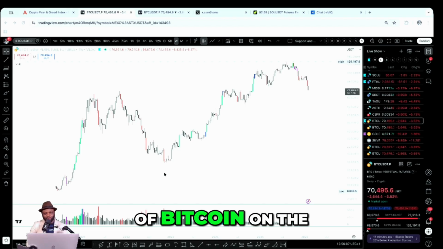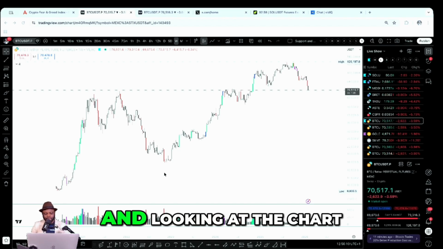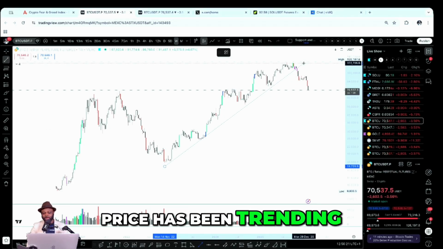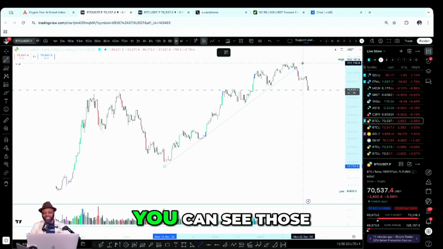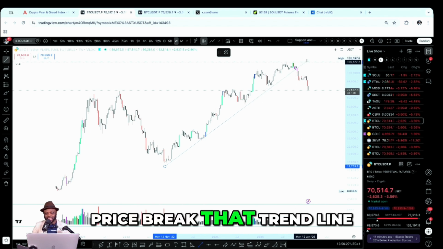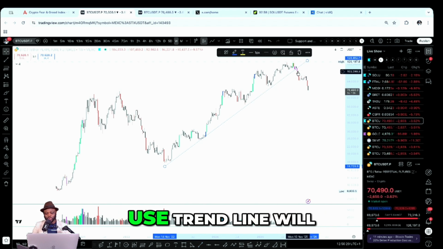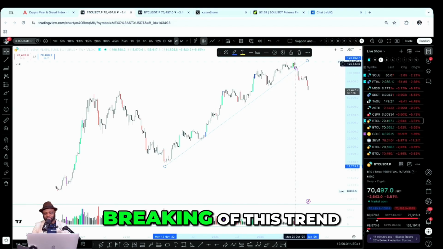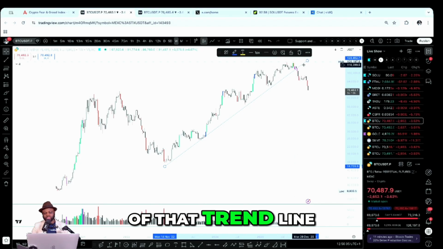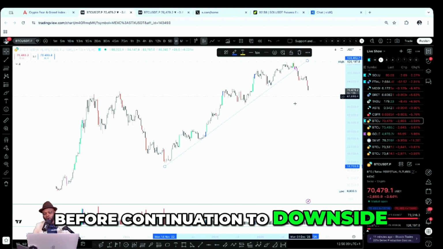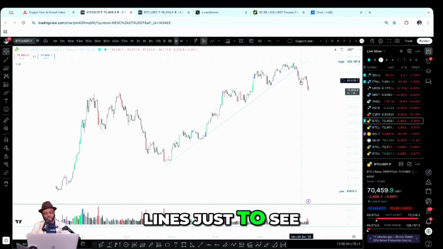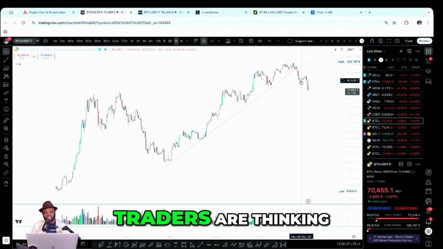This is a chart of Bitcoin on the weekly. And looking at the chart, you can see that price has been trending until what happens. You can see, for those who use trend lines, price broke that trend line. You know, those who use trend lines will tell you, oh wow, breaking of this trend line is going to be accompanied by a retest of that trend line before continuation to the downside. Well, I don't trade trend lines. Usually I mark trend lines just to understand what retail traders are thinking.